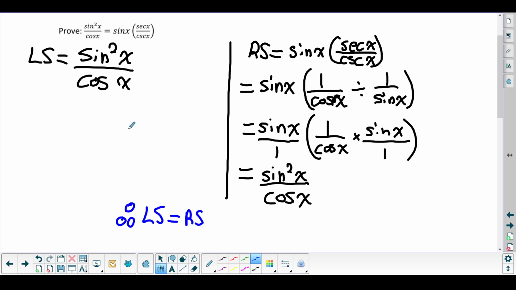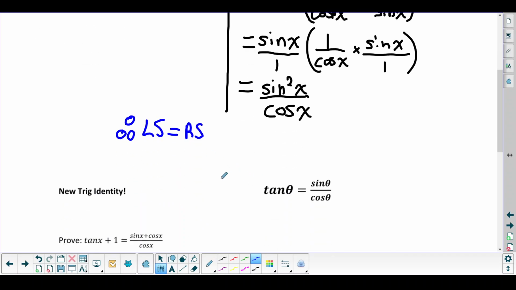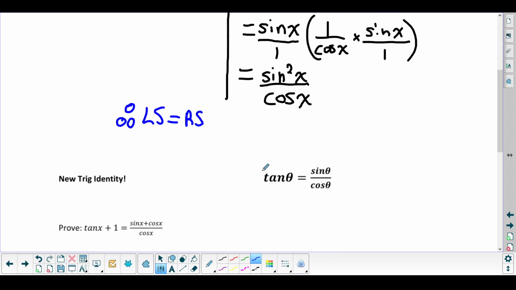Okay. Now, there's a new trig identity. So a trig identity is like a fundamental piece. Okay, so the one that we're going to learn today is tan of an angle is equal to sine over cosine of that angle. Okay, so this is something we're going to memorize.